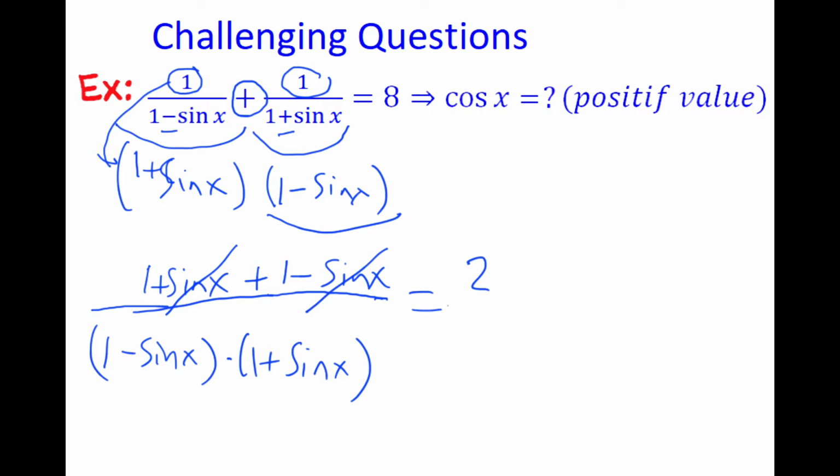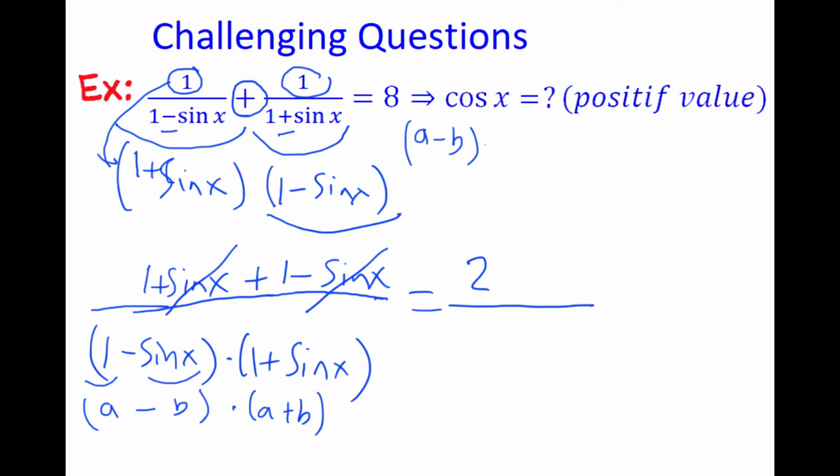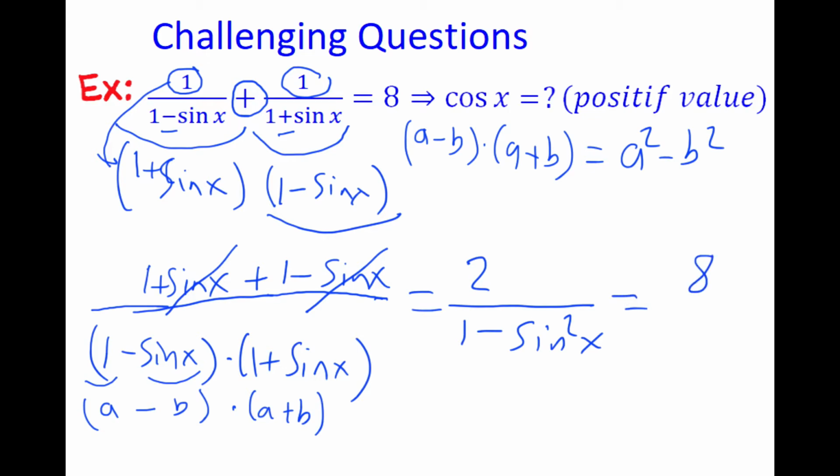right? So we have 2 divided by, here I'm going to use an algebraic formula, guys. Suppose that 1 is a, okay, sine x is b. So we have something like a minus b times a plus b. And what was it? A square minus b square, right? So just let me write it here. If you have a minus b times a plus b, the result is going to be a square minus b square. So the square of 1 is 1 minus square of sine x is, of course, sine square x, guys. And this is equal to 8, guys.